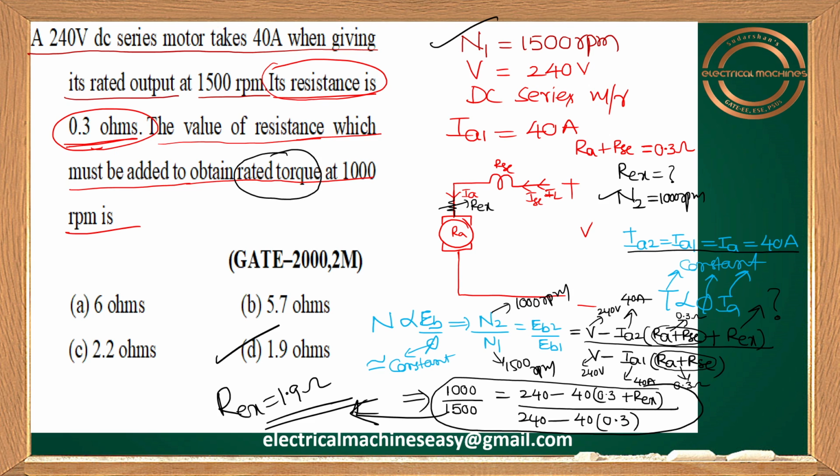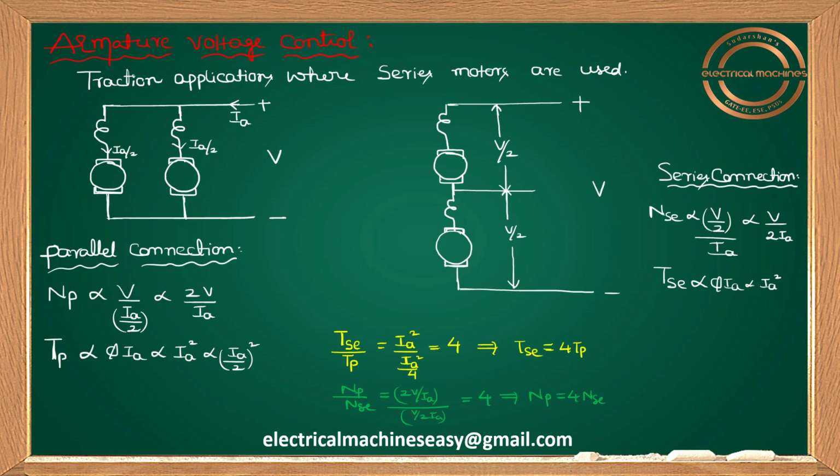Okay. This is the question regarding the armature resistance control method for a DC series motor, which was asked in GATE 2000 for 2 marks. Now let us see the last method, the armature voltage control method. Generally this is for traction applications, where series motors are used. In those traction applications, this armature voltage control method is used. To be frank, in some industries also, this armature voltage control method is used.